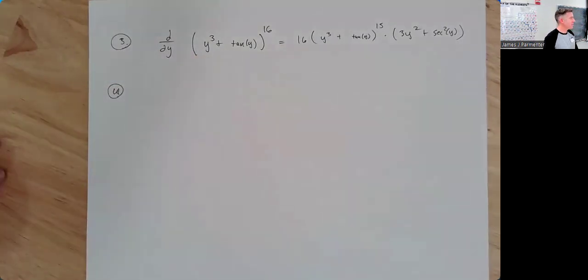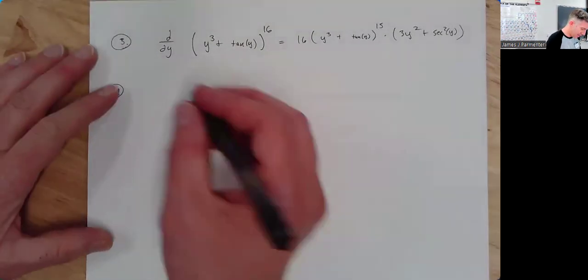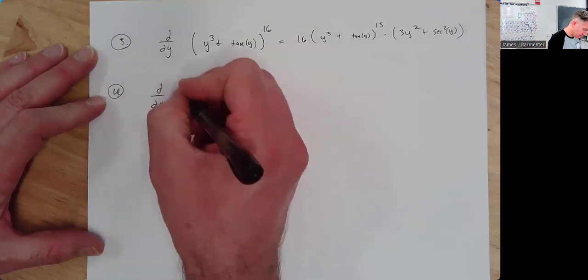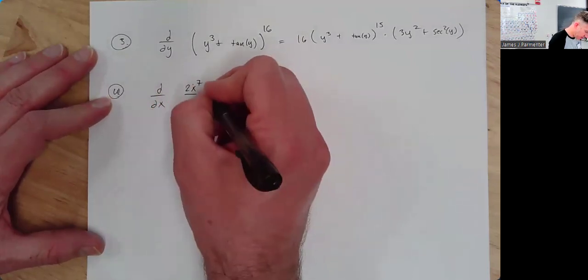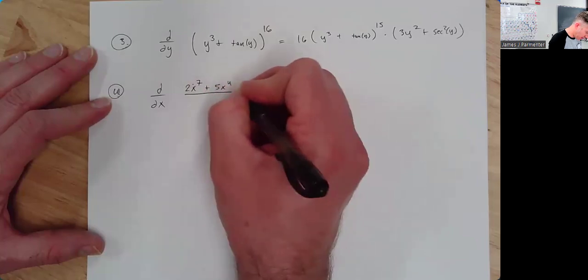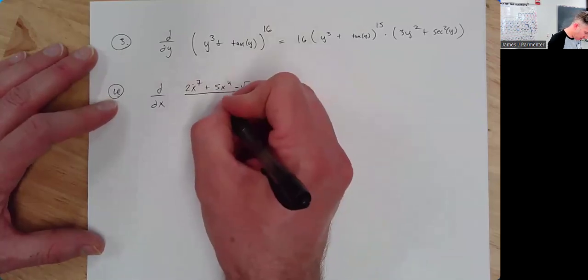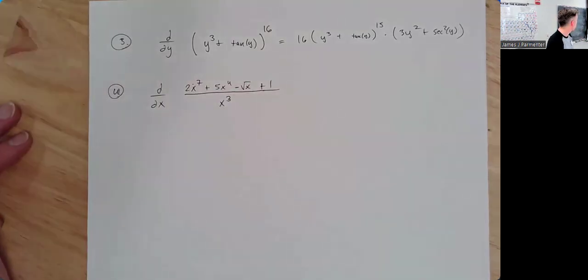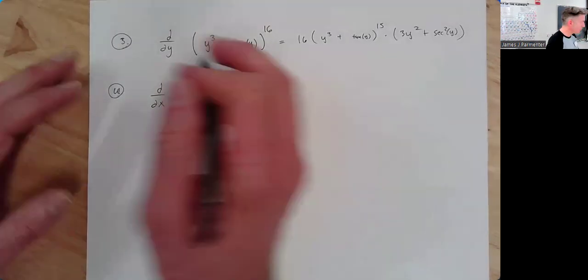Or we might have something where we can avoid using the quotient rule, like taking the derivative of, say, 2x to the 7th plus 5x to the 4th minus the square root of x plus 1, all over x cubed. Yes, you could use the quotient rule. But if you see a quotient like this and the denominator has only one term, not added to other things, in fact, let's make it a 4x cubed in the bottom, just to make it a little bit different.